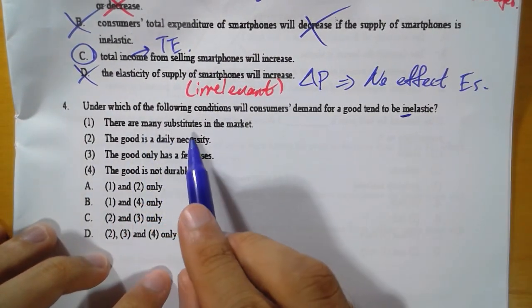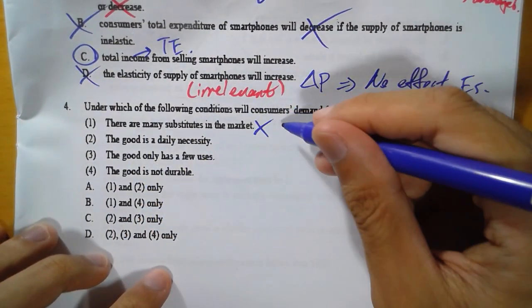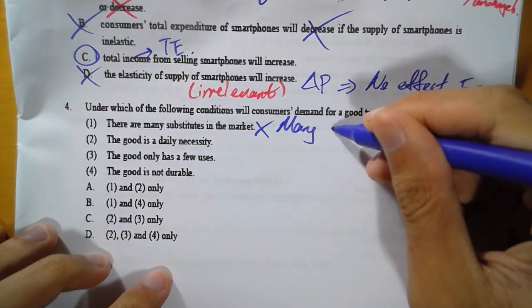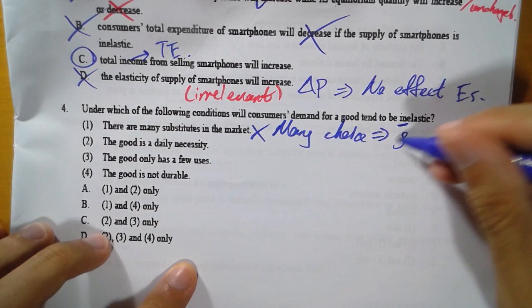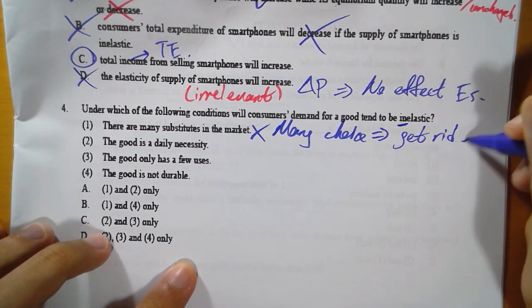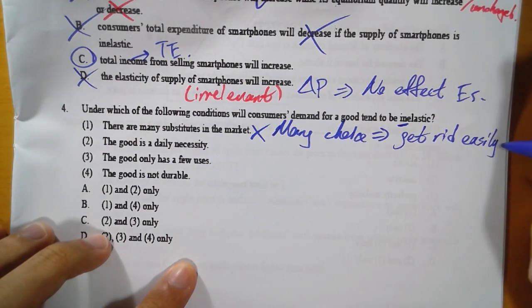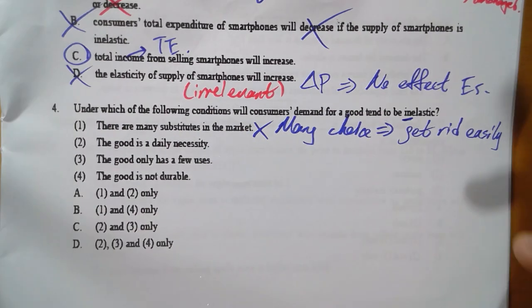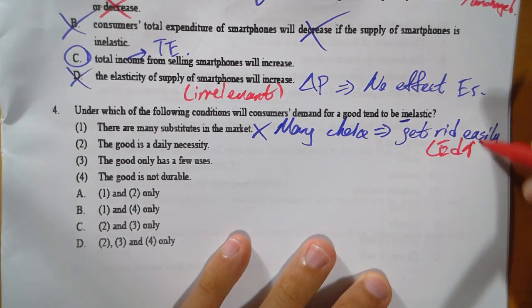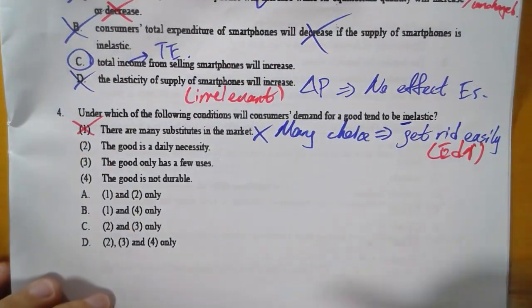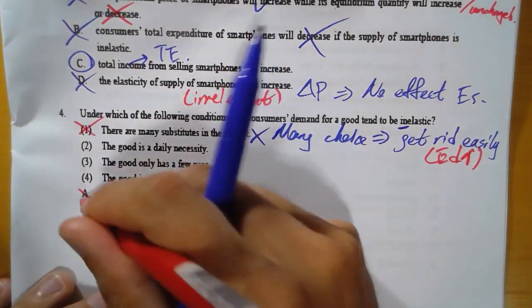Now, if there are many substitutes, of course no. When we have many choices, it means we can get rid of it easily. That means higher elasticity of demand, meaning ED would increase. So 1 is not the answer. So A and B are not correct.